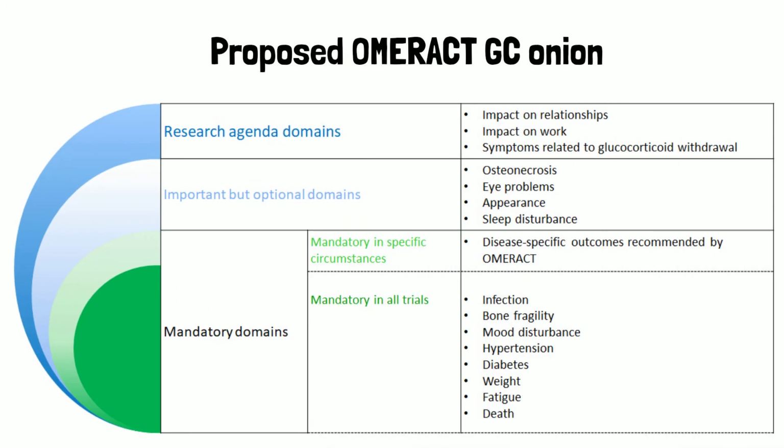This is the proposed OMERACT glucocorticoid onion, which will be discussed in more detail at the 2020 virtual workshop. The core domain set will be presented for voting.